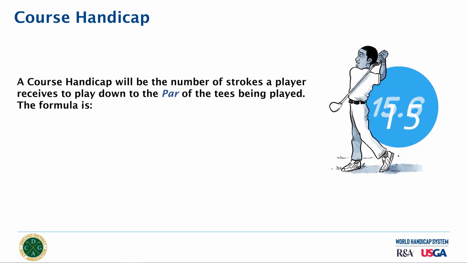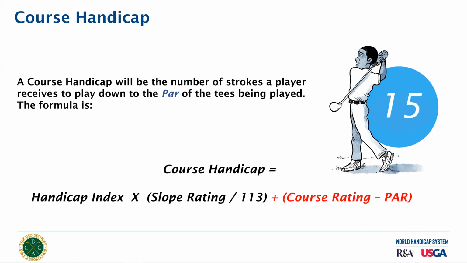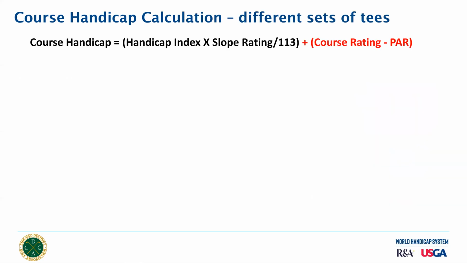So the new formula, and this is not something that you necessarily need to memorize, but the new formula to calculate a course handicap is the handicap index times the slope rating divided by 113. And you will now see in red on this slide, you add the course rating minus par. And that is new. It will give each golfer a course handicap.